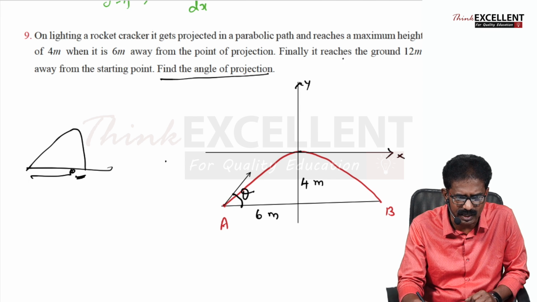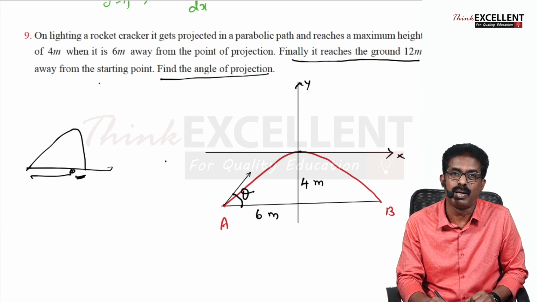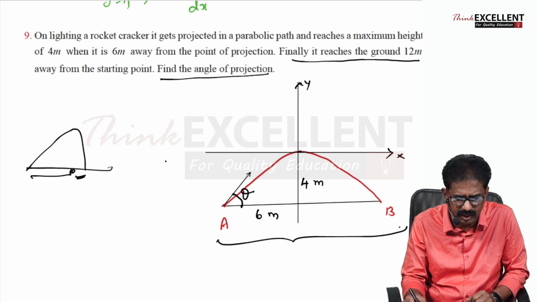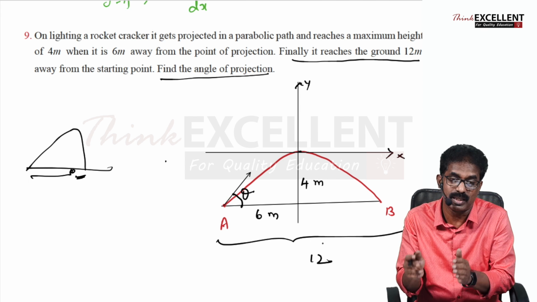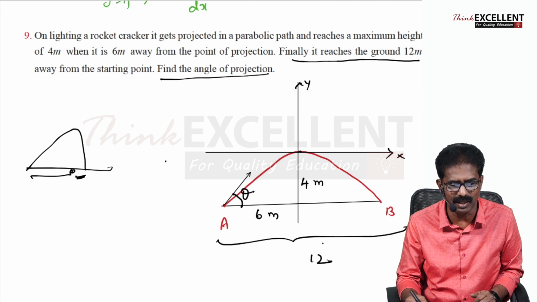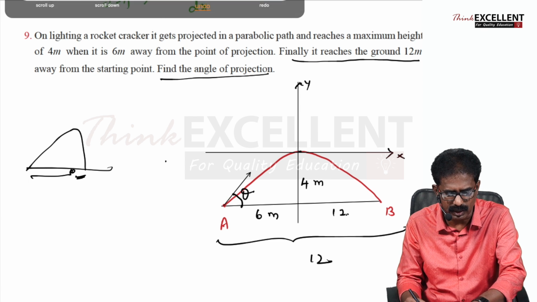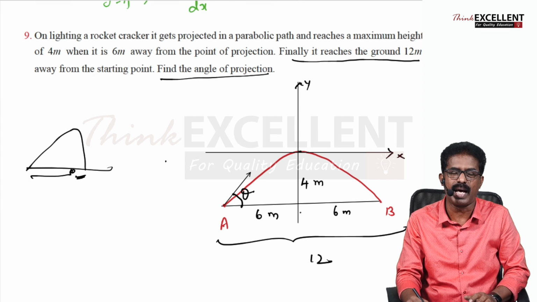So finally it reaches the ground 12 meter from the starting point. So this full length is 12. Halfway it is 6. So the other one is also 6. Okay, so hope you understood the diagram.